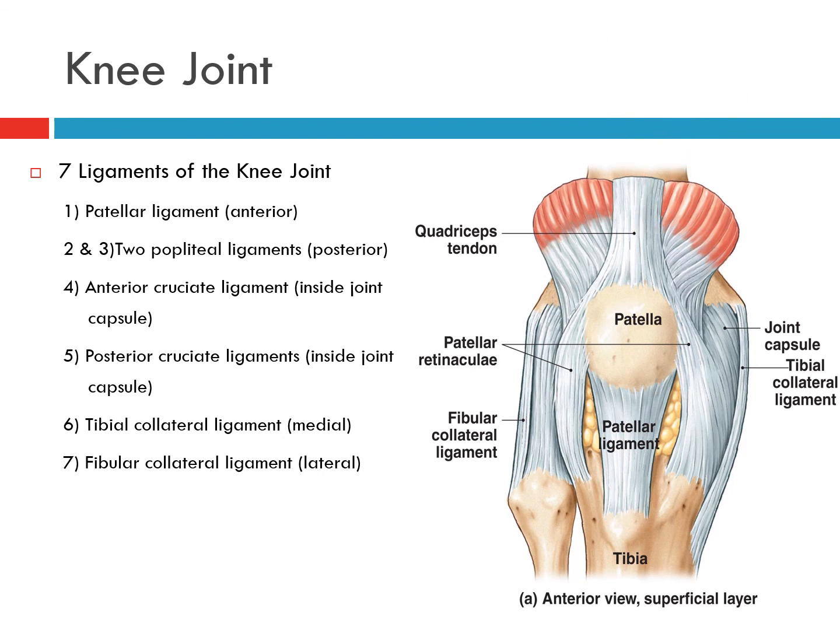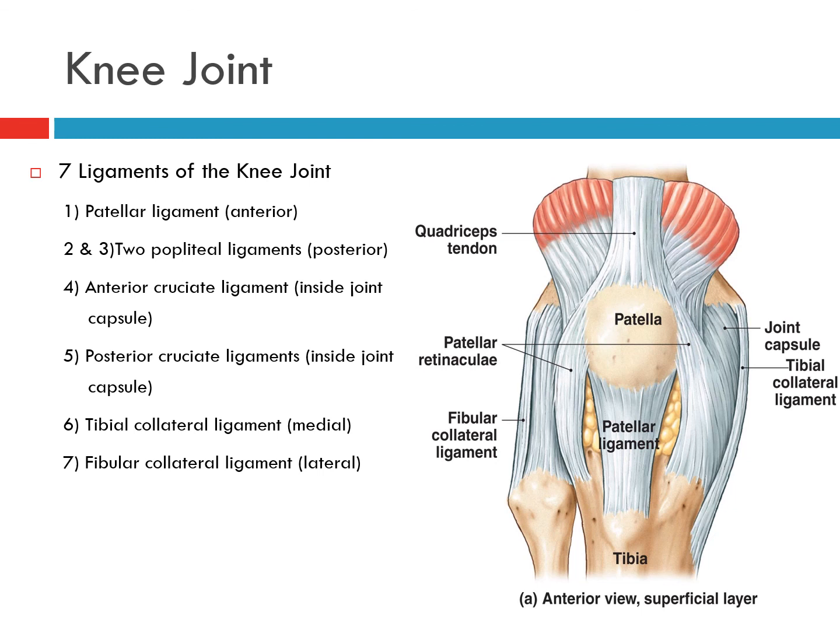The popliteal ligaments are on the posterior side. We'll look at those in a second. The ACL and PCL we just talked about. We're going to look at them again. Those are inside the joint capsule, so those are intracapsular. And I do want you to know what ligaments are intracapsular, what structures are inside the capsule, and what structures are outside the capsule. So the ACL and the PCL are intracapsular, they're inside the capsule. The patellar ligament, the popliteal ligaments, and the collateral ligaments are all extracapsular.